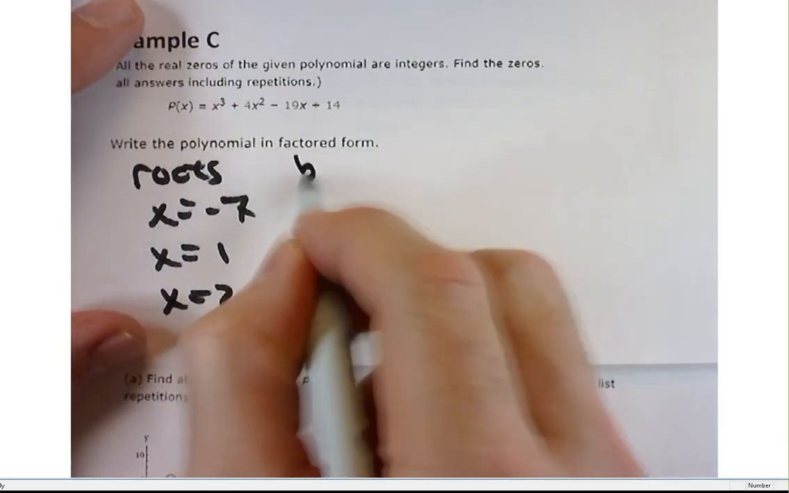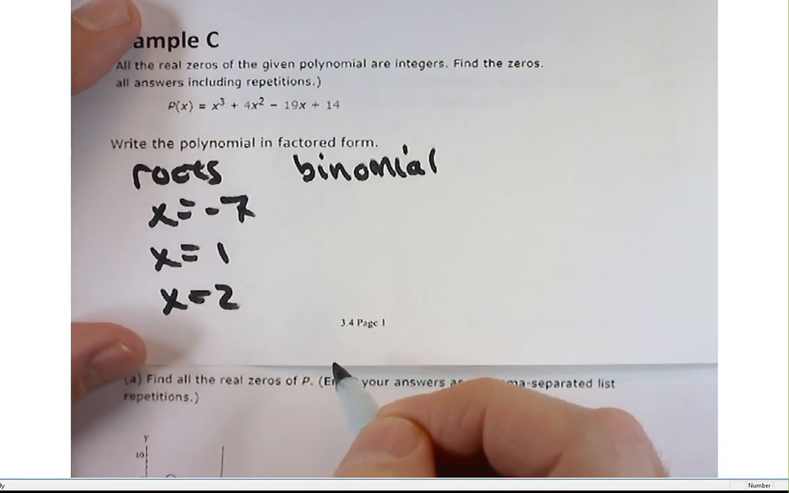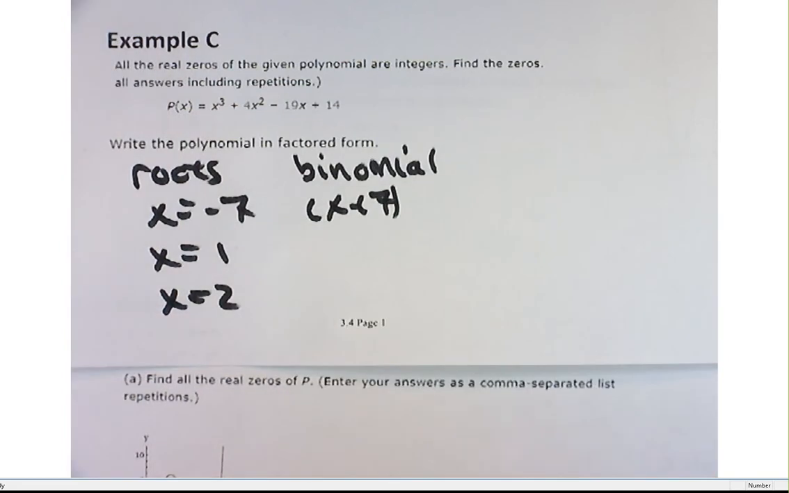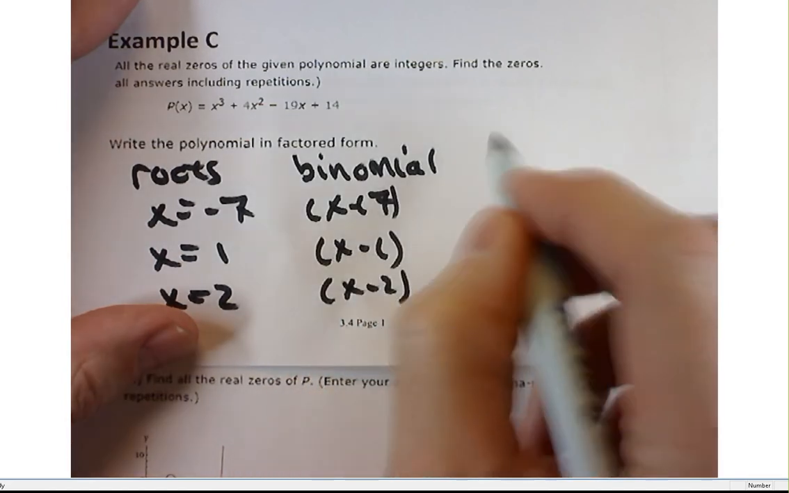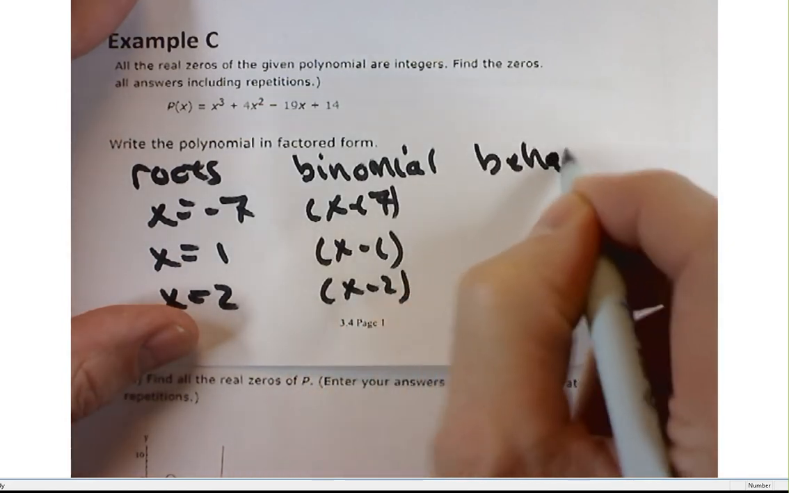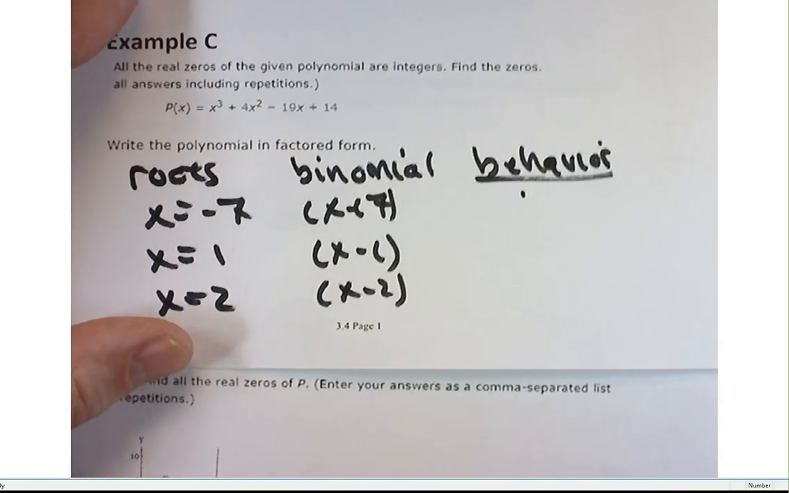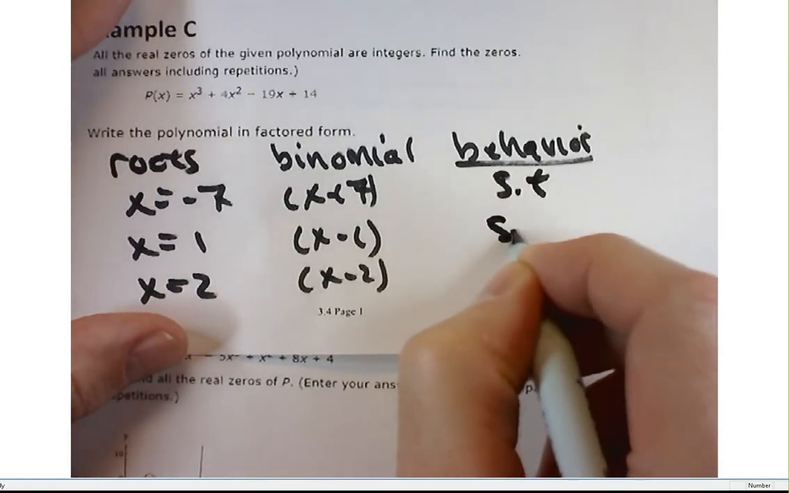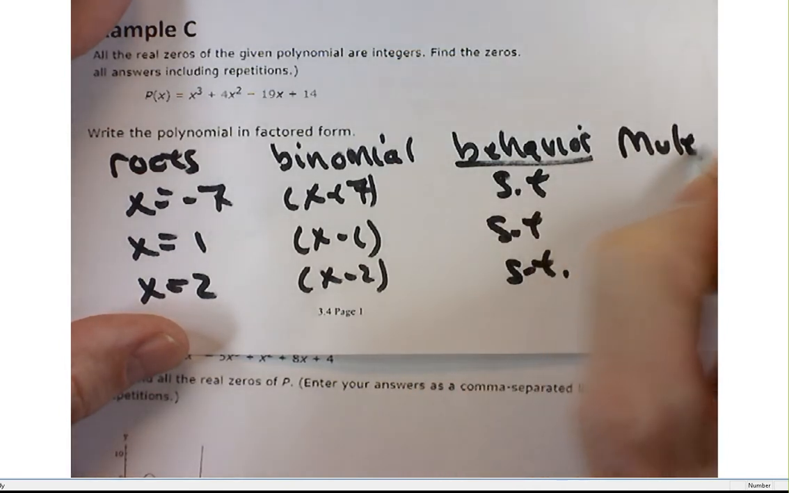What's the corresponding binomial? X plus 7, x minus 1, and x minus 2. If you look at the behavior, remember bounce, wiggle, and straight through? What does it have to be for each of these? Straight through, and straight through. Now you associate that with a multiplicity of 1.